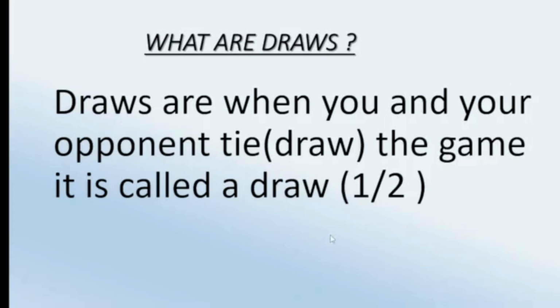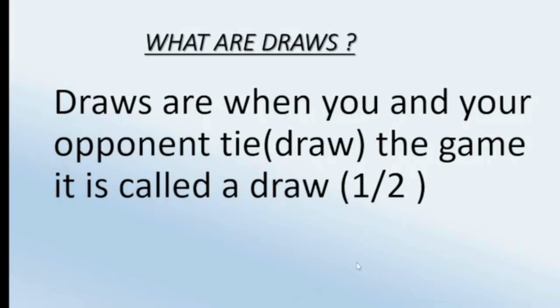Defining draw. In chess, a draw is when you and your opponent tie a game. It is called a draw. The symbol of the draw is 1/2. There are different types of draws, online and offline. They are the same. Online, the software you use shows it, and offline, you and your opponent shake your hands and say it is a draw.